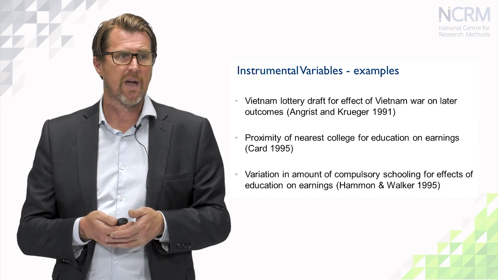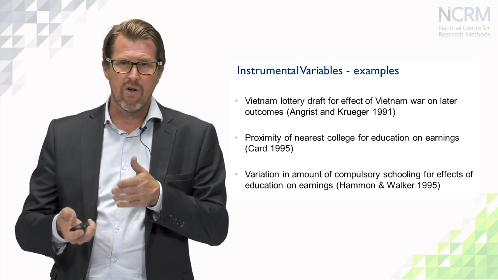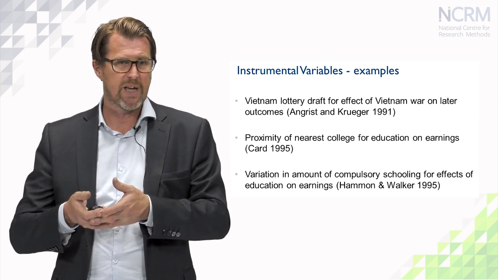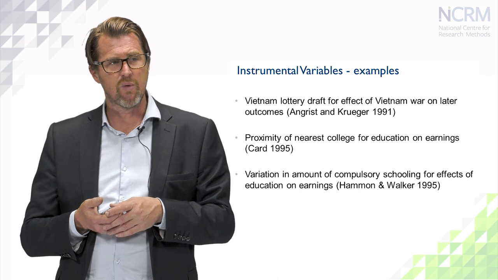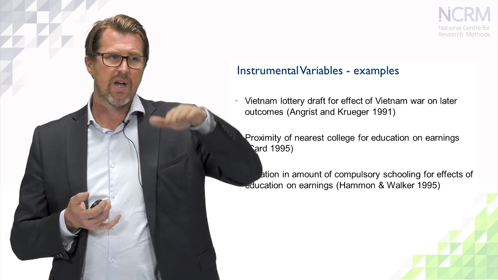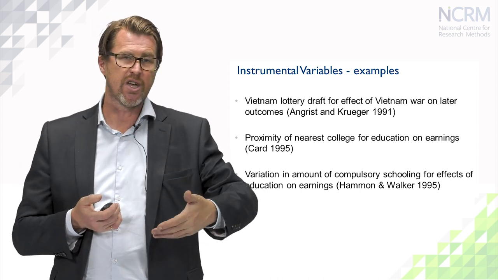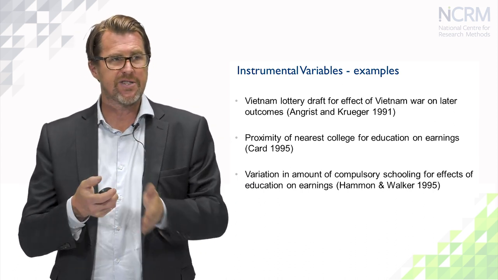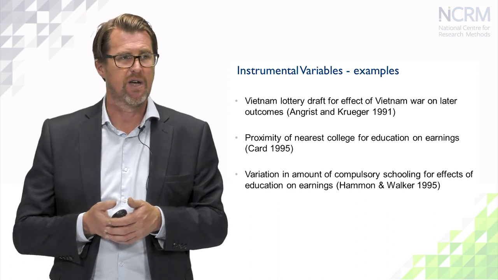A third example might be variability in the compulsory schooling age. This can vary across geographic boundaries. In US states, for example, have different compulsory schooling ages, or in the UK, there was an increase in the compulsory schooling age from 15 to 16 in 1973. And this can be used as an instrument for, again, the effects of education on later outcomes, such as earnings, because the policy change introduced random variability into how much schooling people obtained, but it wouldn't have had any direct effect on earnings.